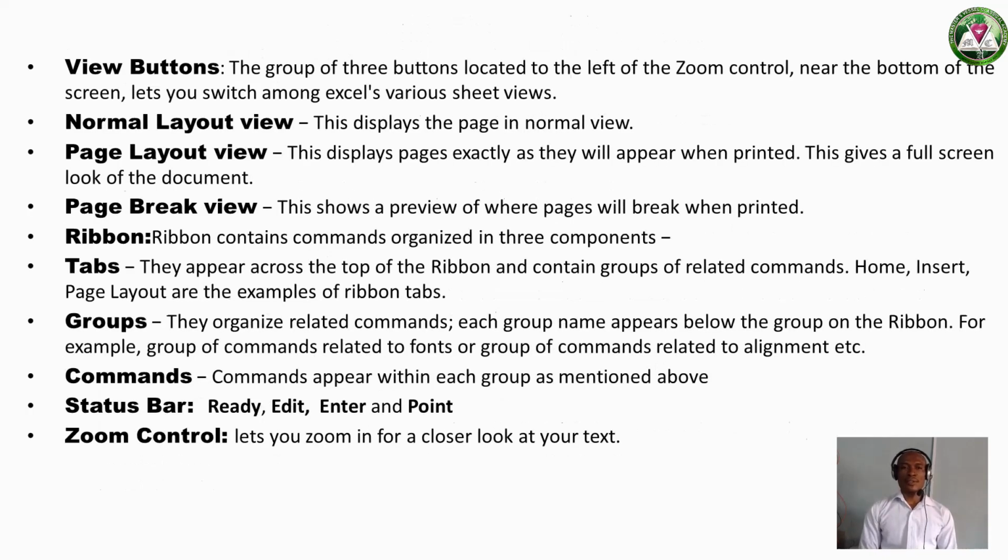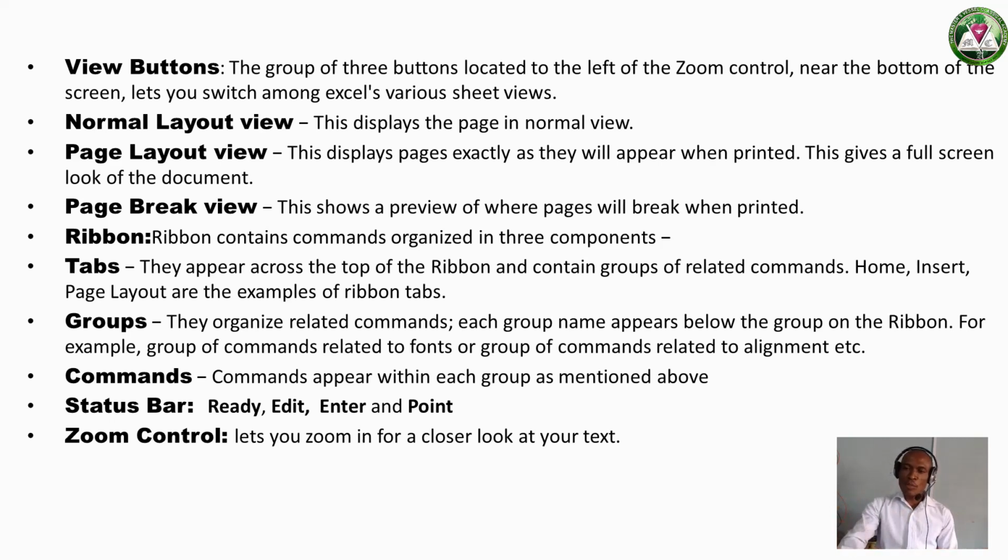Then the view buttons. These are a group of 3 buttons located on the left side of the zoom control near the bottom of the screen. What are the uses of this? They let you see or switch among Excel sheet views.